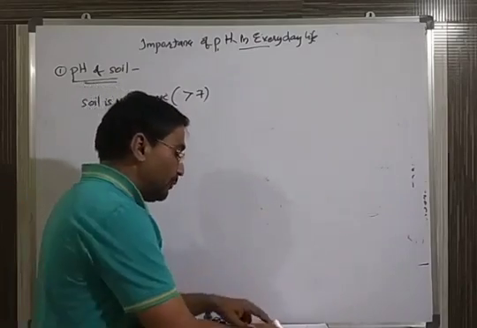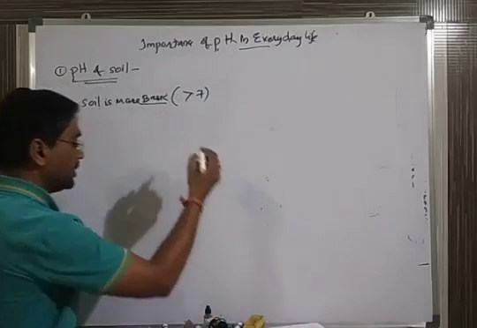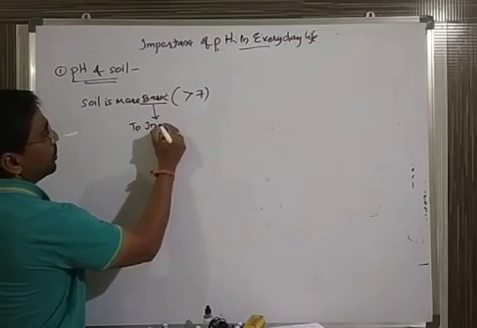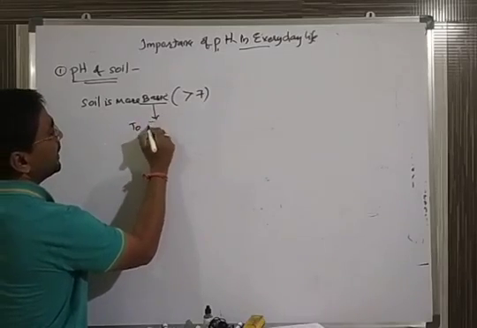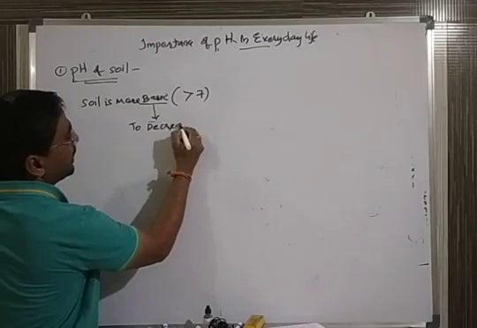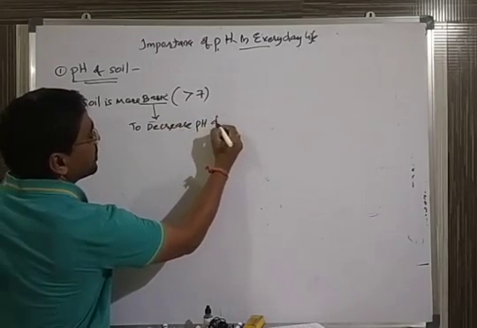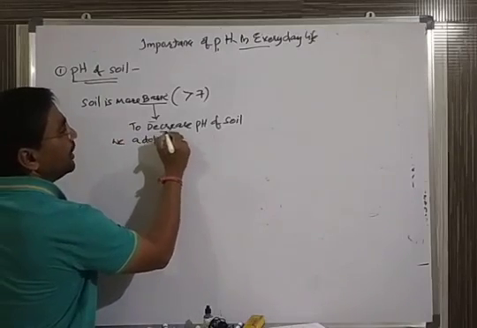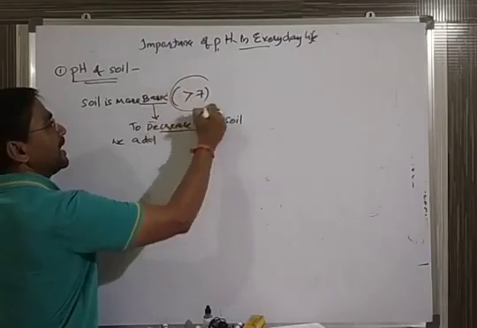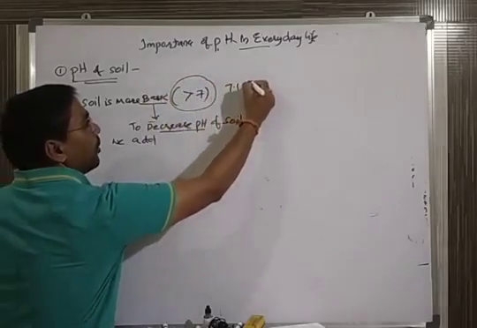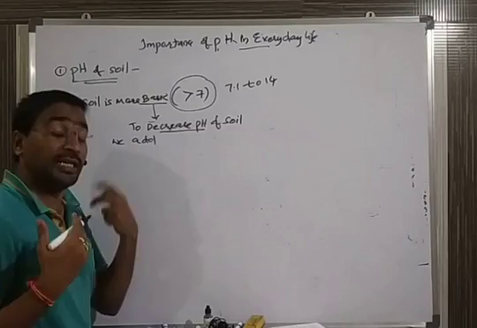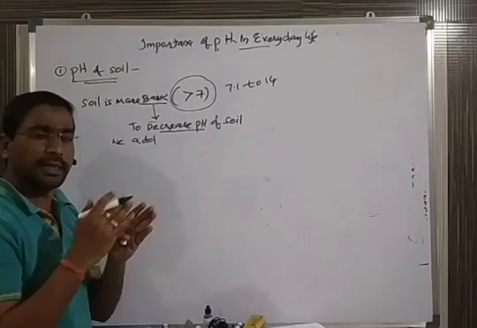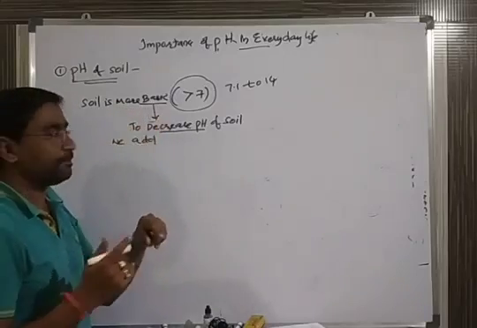In that situation, to decrease the pH of soil, we add something to decrease the pH. To decrease pH, as already said, the pH is greater than 7, meaning it will be from 7.1 to 14. If it is greater than 7, to decrease the pH of that soil means indirectly decreasing the basic nature.